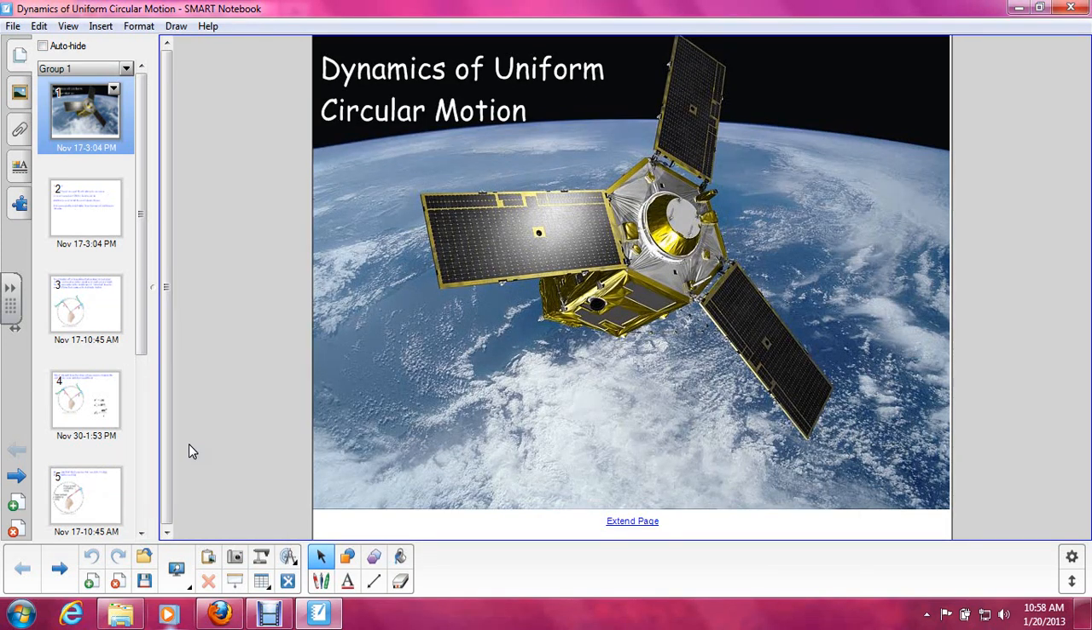Today we are going to talk about the dynamics of uniform circular motion. Last time we talked about objects moving in a circle at a constant radius with a constant speed, and that is uniform circular motion. And we found out that the object stays in that circle because of something called centripetal acceleration. And that acceleration always points toward the middle of the circle.